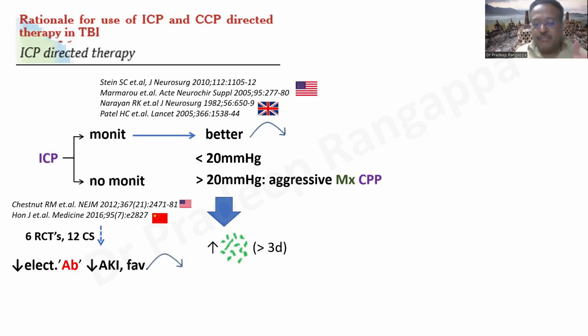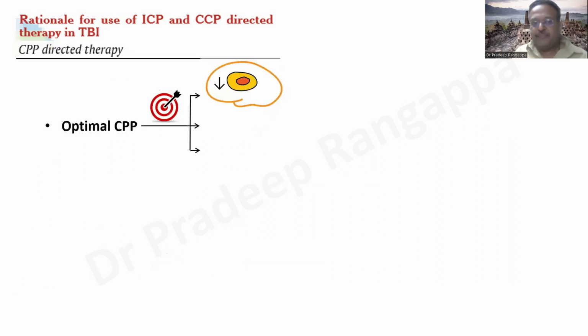use of ICP monitoring may be helpful in reducing AKI, favorable outcome, but no effect on mortality, length of stay, or duration of mechanical ventilation. So the bigger chunk of studies really are telling us that either be it have an ICP or no ICP, it did not make a difference with regards to ICU length of stay, duration of mechanical ventilation, and mortality. And so ICP and CPP are correlated. So CPP is MAP minus ICP.